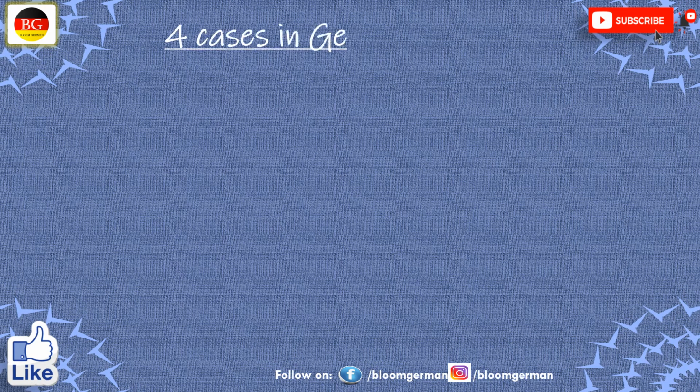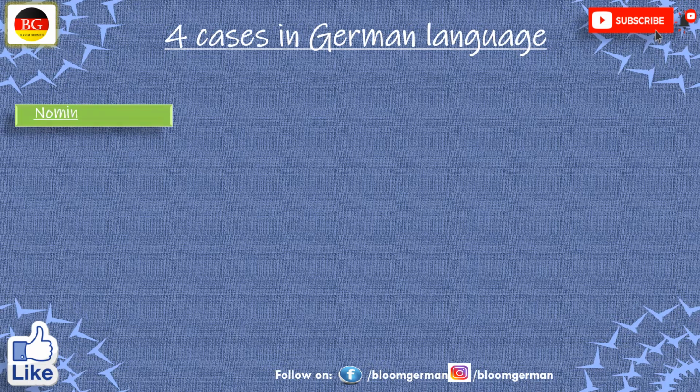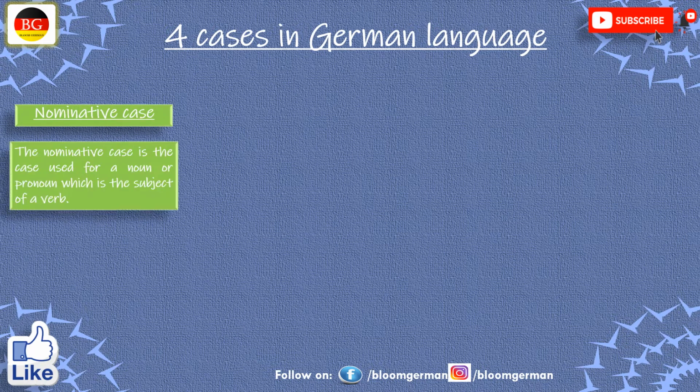Four cases in German language. First one is nominative case. Now let's see the definition of nominative case. The nominative case is the case used for a noun or a pronoun which is the subject of a verb. Here the subject takes the action. Keep it in mind, subject takes the action. Subject is always nominative in case. For example, Jana schreibt means Jana writes, or Mark eats.